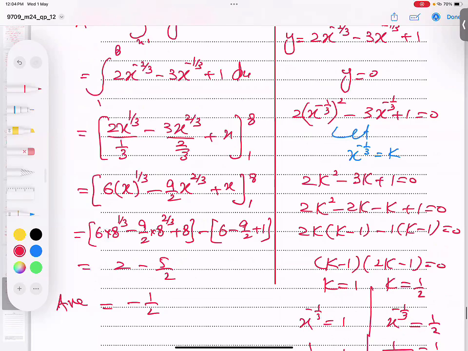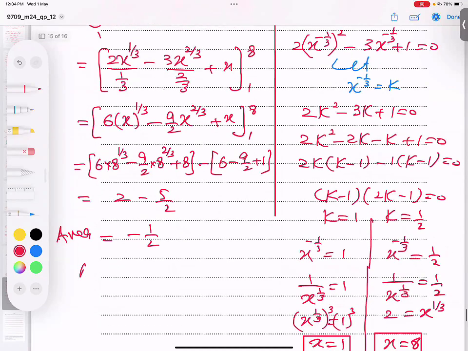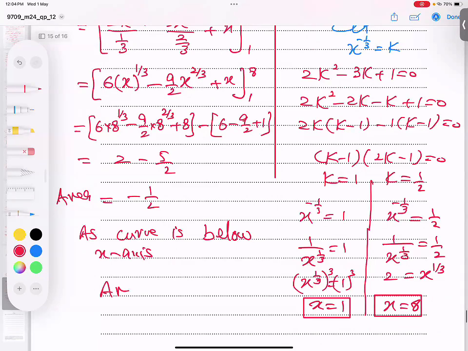As I said, area is never negative. So as the curve is below the x-axis, this statement, if you don't write, no problem. But I hope you got it. Half unit square.